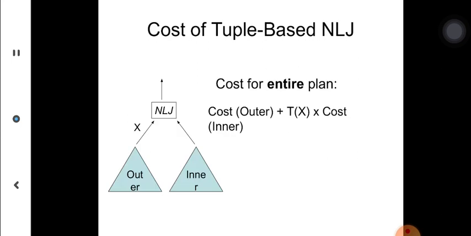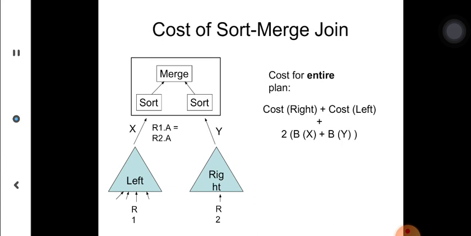So the cost of a tuple-based natural join happens to be the cost of the entire plan: cost of outer plus the tuples of relation X, and then ultimately the cost of inner. So you basically have inner and outer, and altogether it is a natural join. So the cost of a sort merge join operation happens to be like this. You have the left and the right, two different relations R1 and R2, and ultimately you have a condition to apply on R1, and then with this conjunctive condition there is a sort, and finally merge.